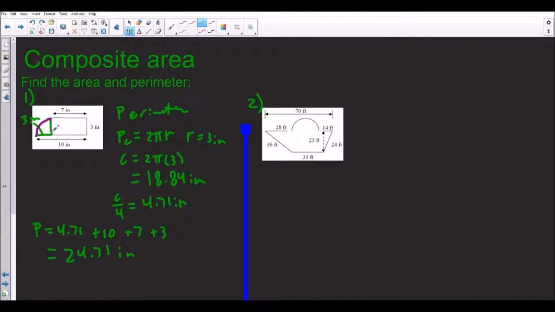You do not add up this middle part. That's a very common mistake, but you don't, because if this was the shape of your yard, why would you put a fence across here, right? That wouldn't make sense if it was your yard. So why would you do that when you're calculating the perimeter?